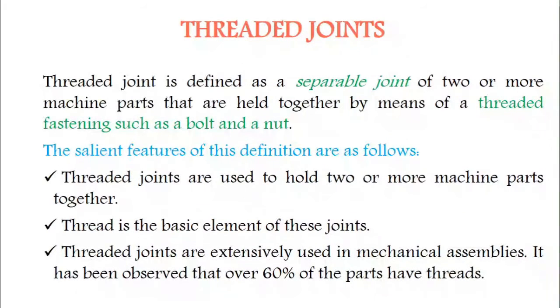The threaded joints are extensively used in mechanical assemblies. It has been observed that over 60% of parts have threaded joints. In a mechanical assembly, more than 60% of parts are assembled by threaded joints only.